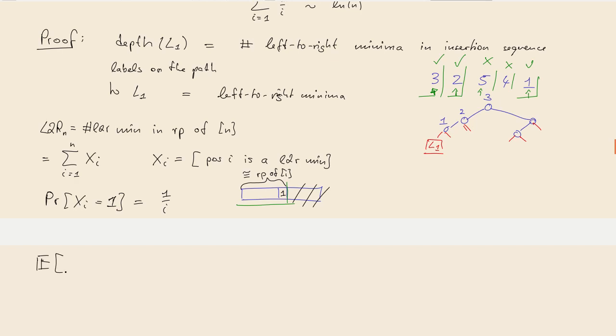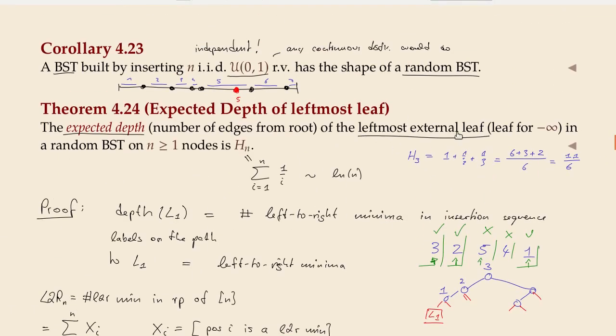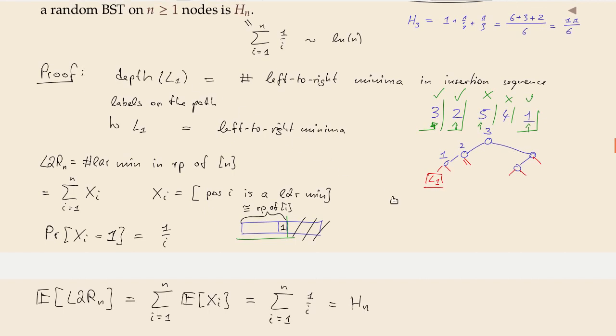And from that, it's an easy computation. The number of left to right minima is then the sum of these expectations. And for indicator random variables, you just sum the probability that it's 1. And that's H_n. So this is actually a very, very simple kind of result for the depth of the leftmost external leaf. And what's nice about this proof is that you essentially just had to have the right intuition on what to count. The computation here was really simple, right? There's not so much stochastics involved in this case, but you had to have the right idea here.